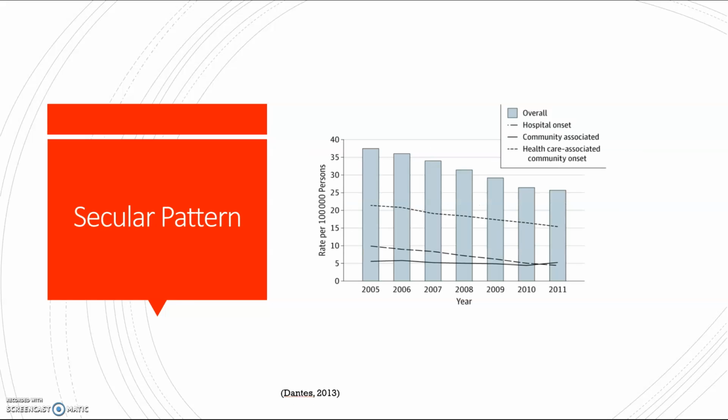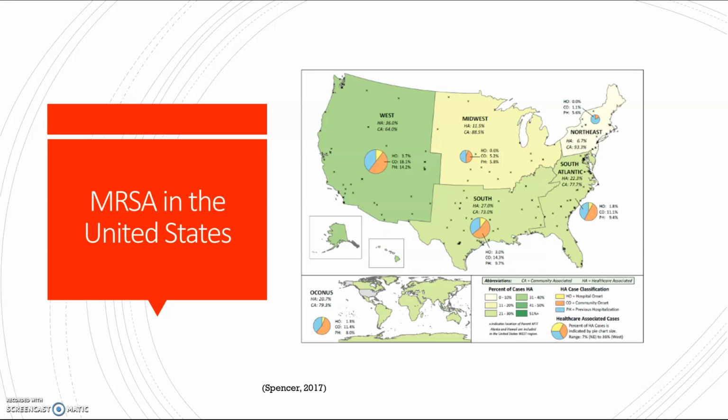Here is the secular pattern of MRSA in the United States. We see hospital onset, community associated, and healthcare associated community onset. And you can see that it is a downward trend, which is great news. Here is MRSA in the United States, and you can see it's broken up into different regions. And do remember to take into account, these over here on the east, population density is also a contributing factor to number of cases.